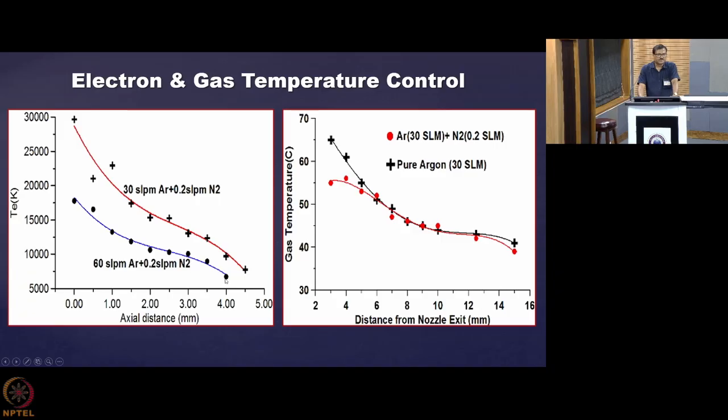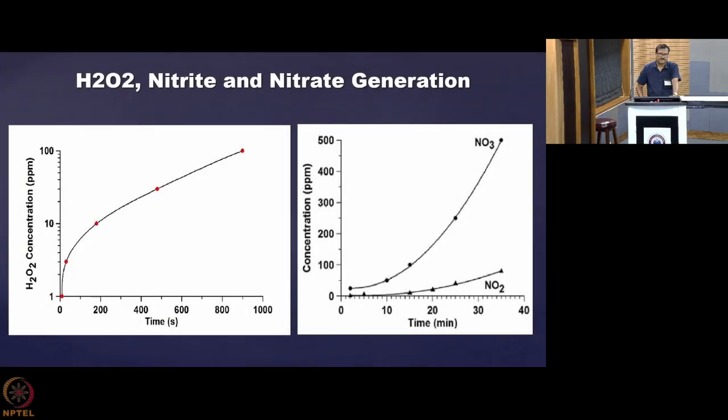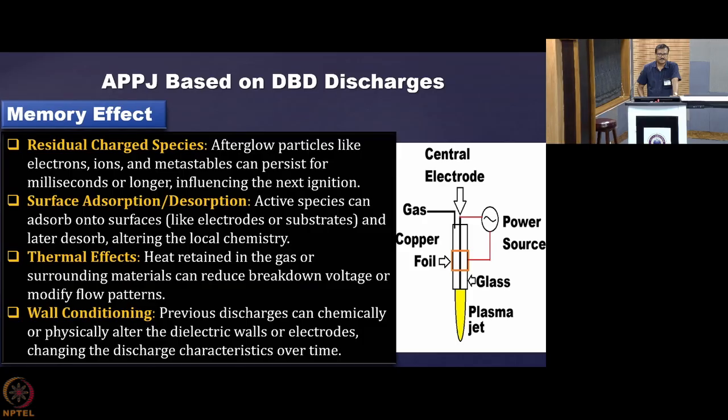So similar to the kilohertz devices, these cold plasma devices are also applicable in the biomedical area because of the electron temperature and the kind of gas temperature you are having. So this can produce various chemicals like hydrogen peroxide, nitrates, nitrites, and you see with time how the radical concentration varies. Now there are dielectric barrier discharges.